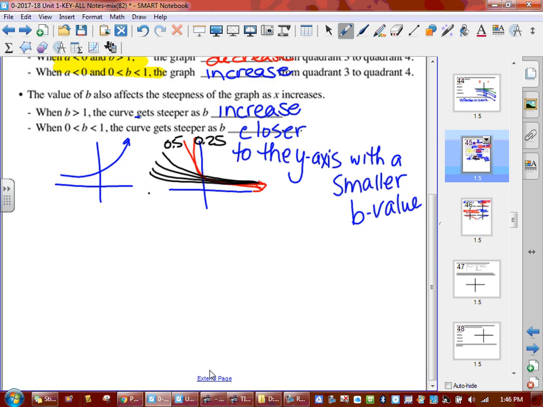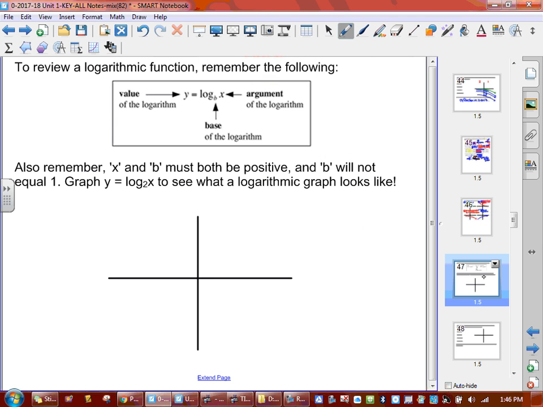So now we're going to switch over and look at how it compares to a log graph. These are exponential graphs. How do we compare it to a log graph? Well, we're missing the a value up here because there's always an a value and a b value in log as well. The a value sits in front of the word log, okay, if there is one.